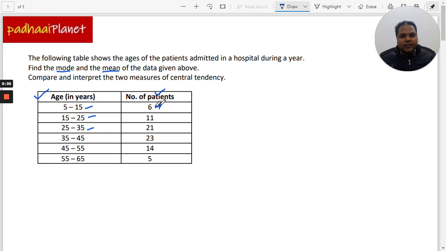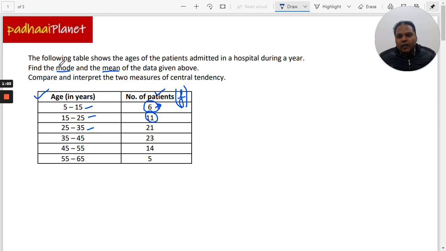Just looking at this data we can say that between 5 to 15 years of age we have got 6 patients. Similarly between 15 to 25 years of age we have got 11 patients, right? So these are the number of patients under each of these class intervals, and therefore we can call it the frequency of the data which we have.